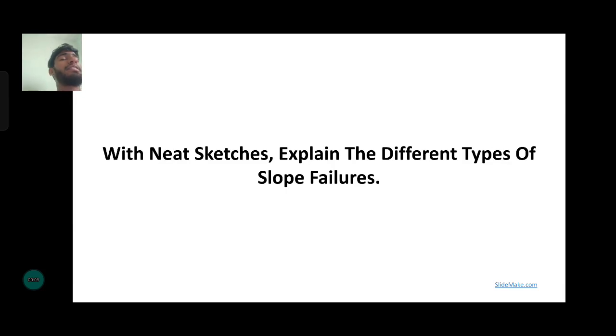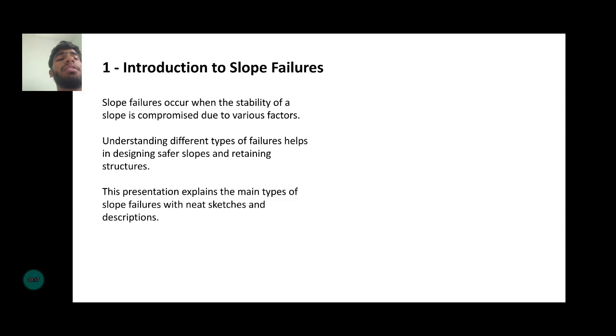Today my subject is geotechnical engineering. In geotechnical engineering, my topic is to explain the different types of slope failures with neat sketches. Introduction to slope failures: slope failures occur when the stability of a slope is compromised due to various factors. Understanding different types of failures helps in designing safer slopes and retaining structures. The presentation explains the main types of slope failures with neat sketches and descriptions.